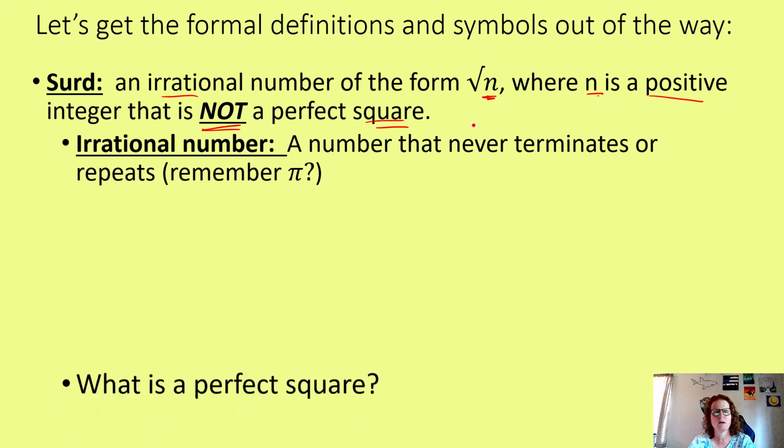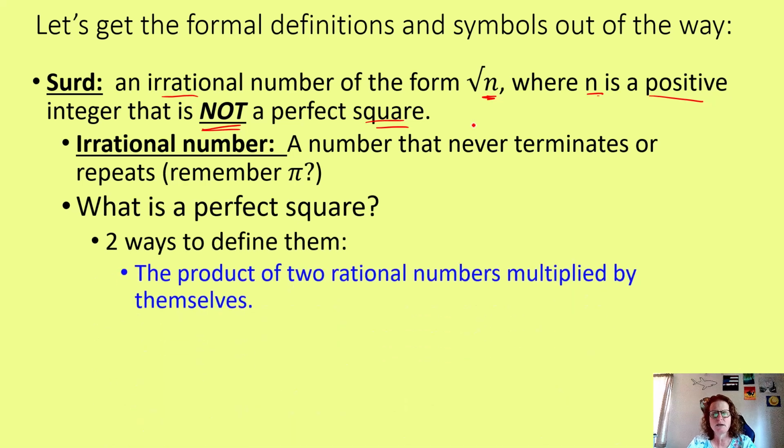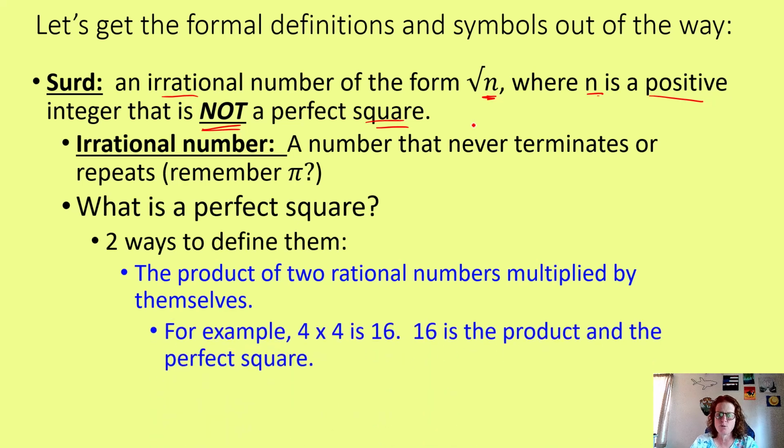Okay. Now, what is a perfect square? There's two ways to define a perfect square. One way to define it is the product of two rational numbers multiplied by themselves. For example, 4 times 4. 4 is a rational number, so we multiply 4 times 4, we get 16. 16 is the product, and it is a perfect square because 4 and 4 are rational numbers.